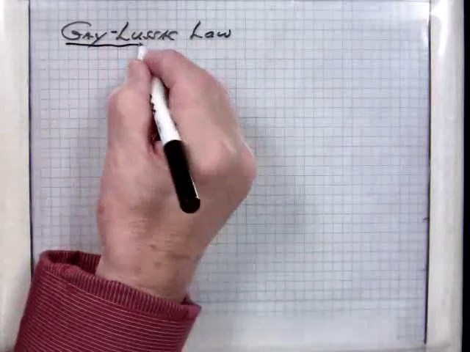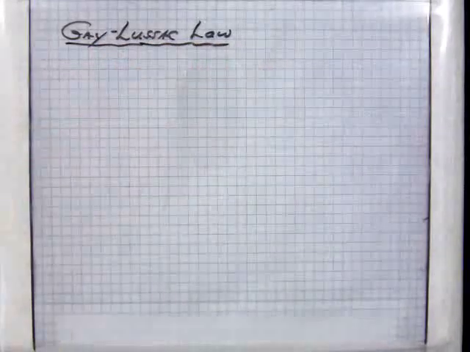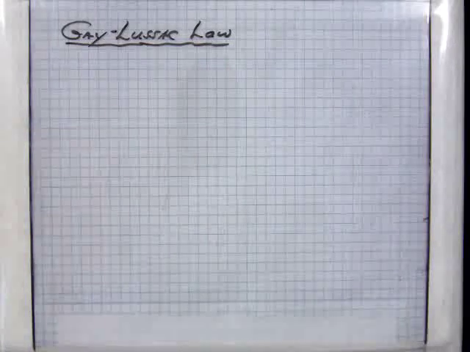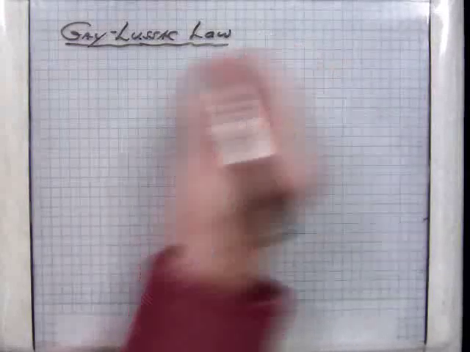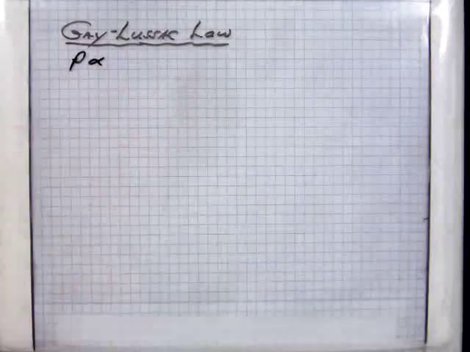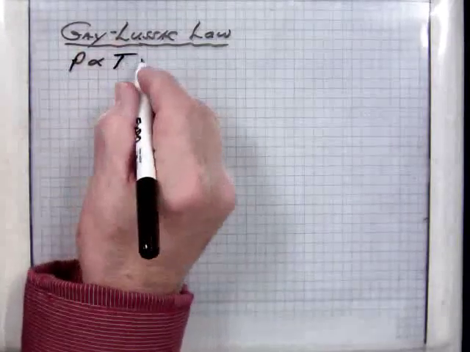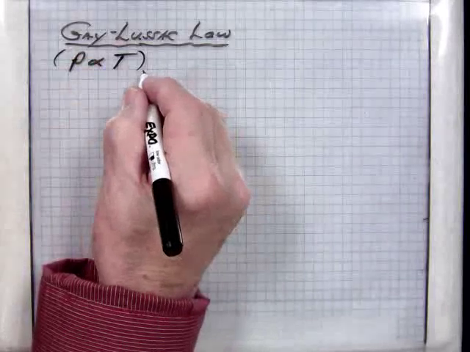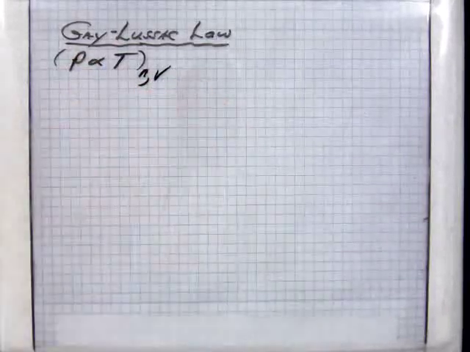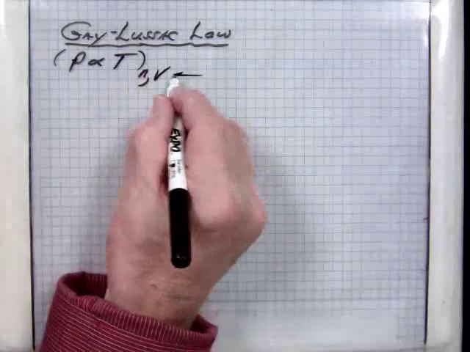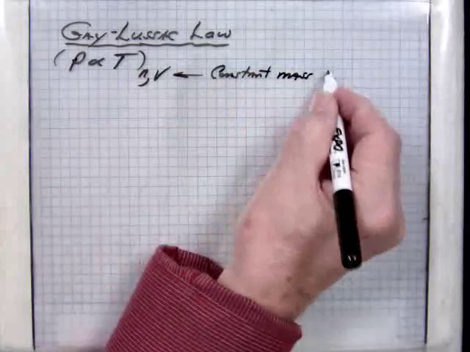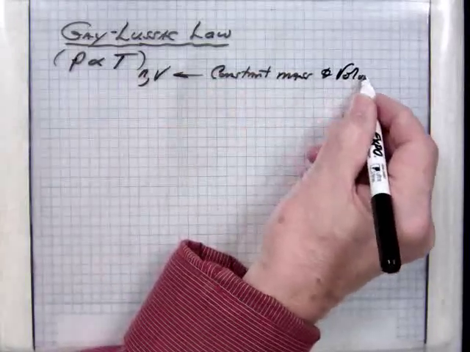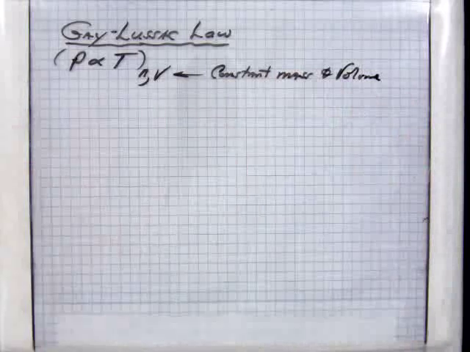Okay, Gay-Lussac's law is gas in a box, is what we call it. So it's a constant volume, constant mass. That is pressure proportional to temperature, and the way we use it is constant mass and constant volume. So the subscripts indicate constant. Gas in a box.